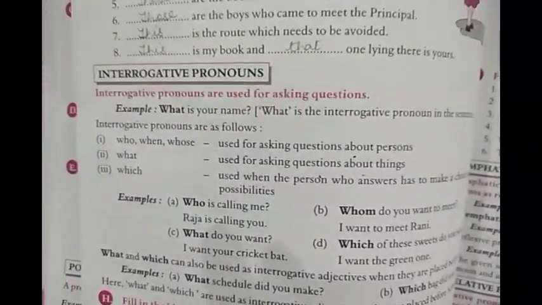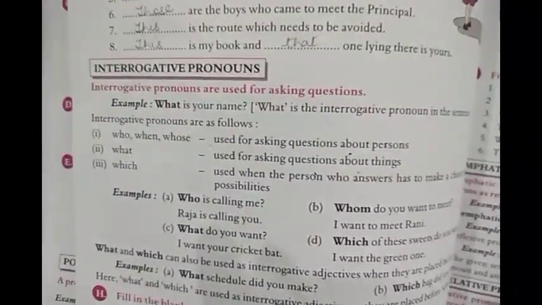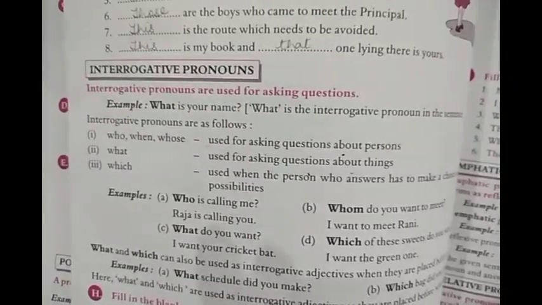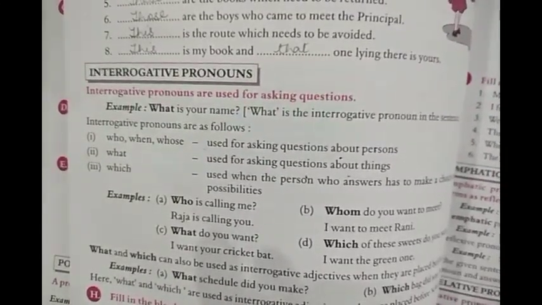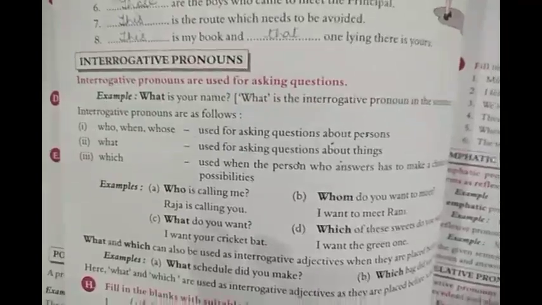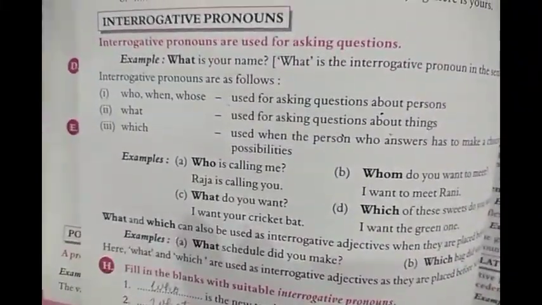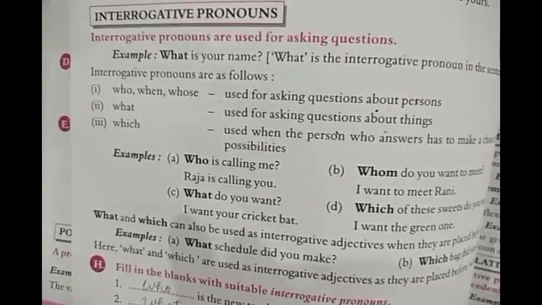Now the next one is interrogative pronouns. Interrogative pronouns are used for asking questions. For example, what is your name? Here the word what becomes the interrogative pronoun. You can go through the different words here: who, when, whose, what, which, why, and how, and see how they are used.